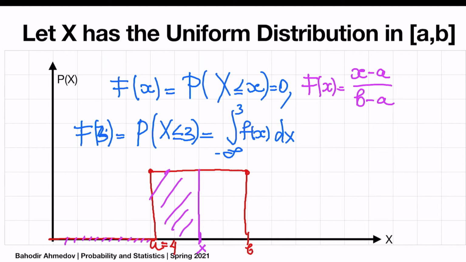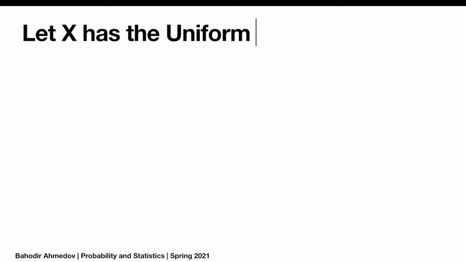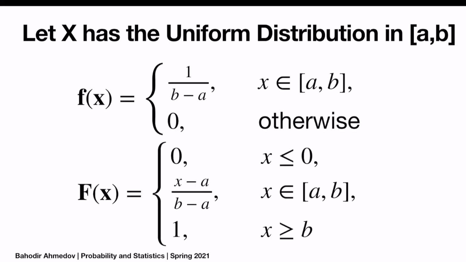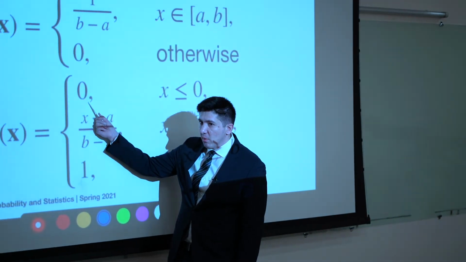And if x is here, in some point after b, then the area is going to be all of this area plus the rectangle plus the area here, which is always going to be equal to 1. Okay? So this is going to be the cumulative distribution function of the random variable which has the uniform distribution. So if x has the uniform distribution in between a and b, then it's going to have the density function like this, and the cumulative distribution function is going to be like this. So it's going to be simply 0 if x is smaller than a.